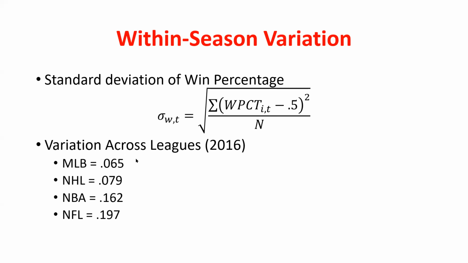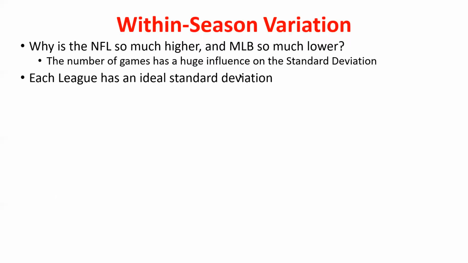Well, the MLB has 162. That denominator is going to be significantly larger than the NFL, who has 16 games, even though they have the same number of teams, right? And I said number of teams here. This won't be the number of teams. It's going to be the number of games being played. Sorry about that. So if we go into this, right, why might it be so much lower?